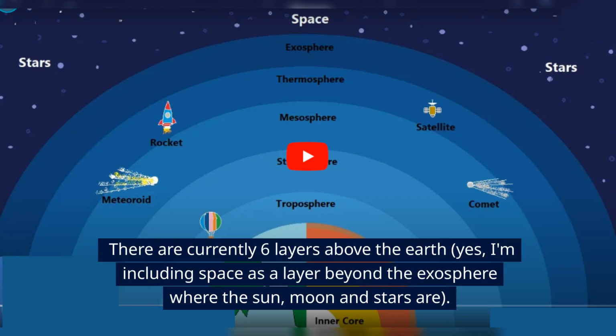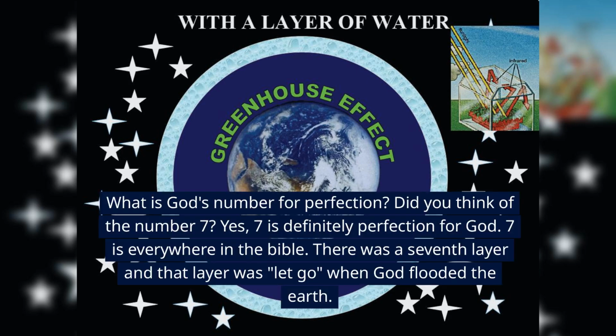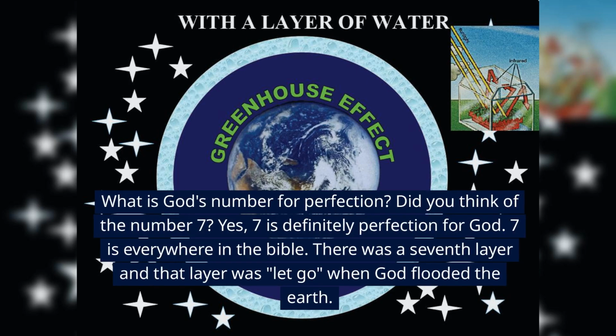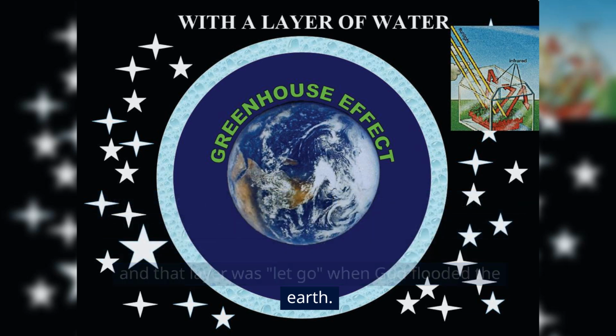There are currently 6 layers above the earth. Yes, I'm including space as a layer beyond the exosphere where the sun, moon, and stars are. What is God's number for perfection? Did you think of the number 7? Yes, 7 is definitely perfection for God. 7 is everywhere in the Bible. There was a 7th layer, and that layer was let go when God flooded the earth.